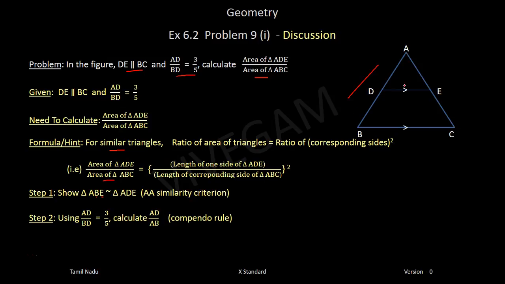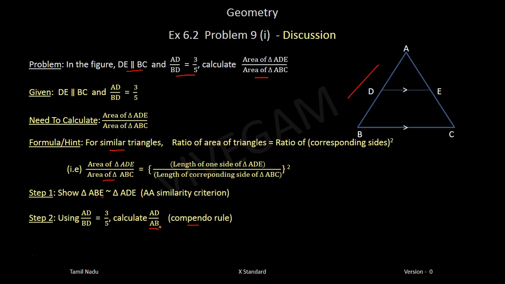Now the first step is already done, which means these two triangles are similar, that is, triangles ADE and ABC, right? Now we'll have to take the ratio of the corresponding sides. The corresponding sides are AD and AB, right? So we need to calculate AD by AB. And how do you calculate AD by AB? There is a componendo rule which I'll explain later. From this value you can calculate AD by AB using the componendo rule. This is given and this is what we want.